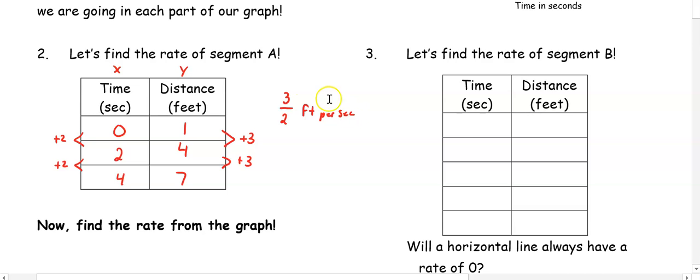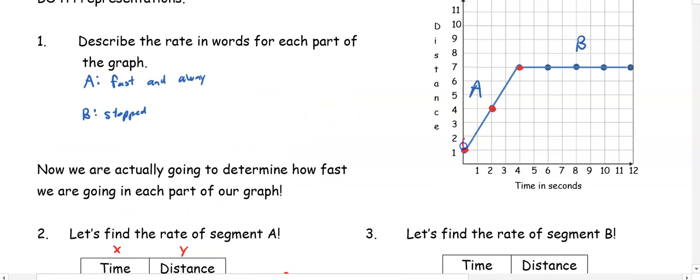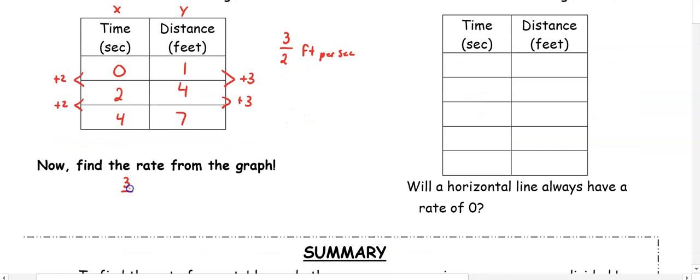If we go up to the graph and look, I'm going to make a little triangle with 2 of the points. So to get from 1 to 4, we went up 3, and to get from 0 to 2, we went over 2. So this is going to be the same, for a rate of 3 over 2 feet per second. So now let's look at segment B.